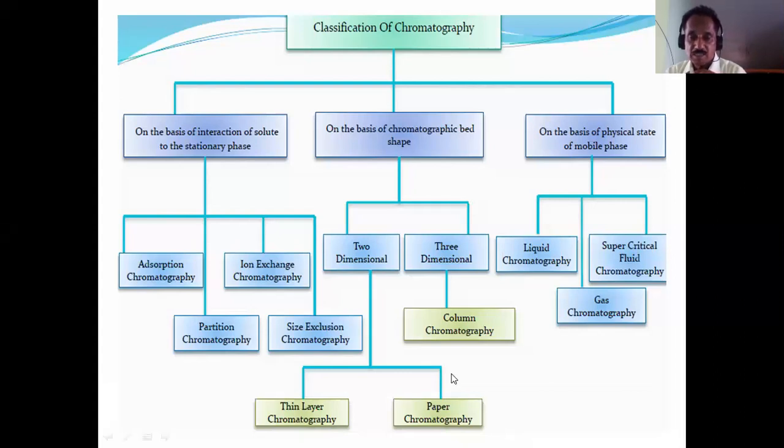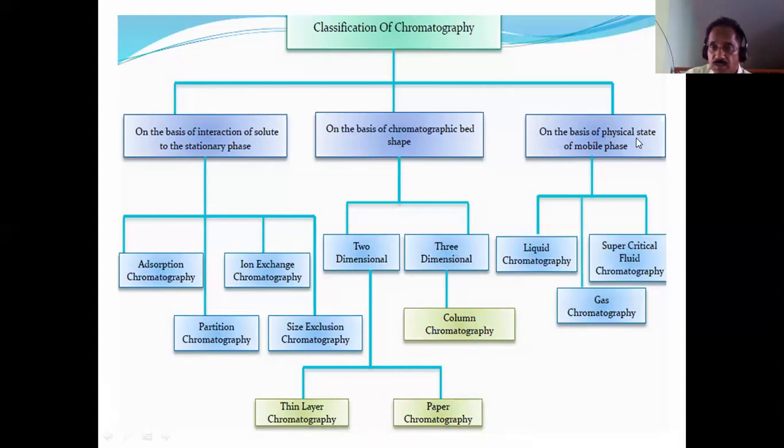If the separation is on the basis of capillary action, that is called paper chromatography. And another classification is on the basis of chromatographic bed shape, whether the bed shape is 2-dimensional or 3-dimensional. In the case of 3-dimensional, it is called column chromatography.